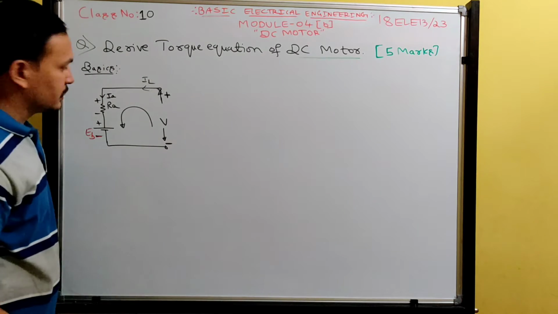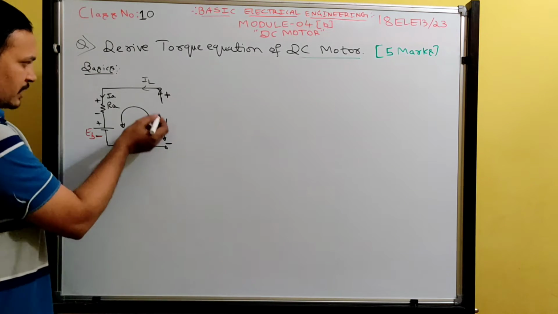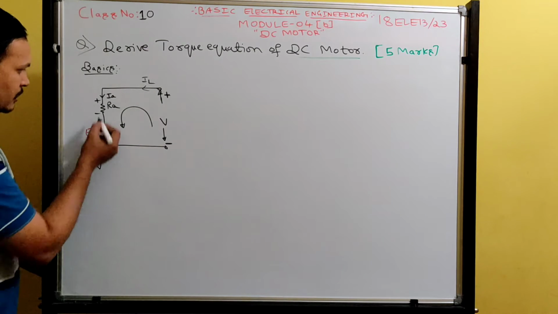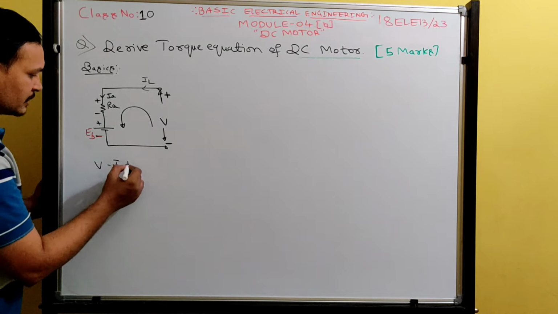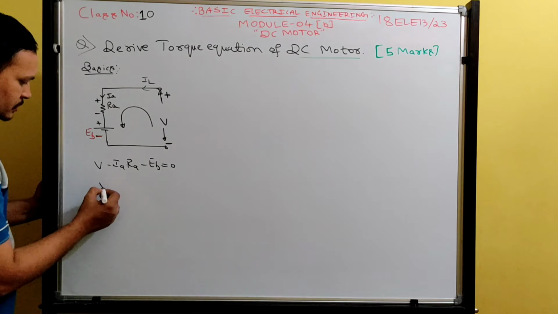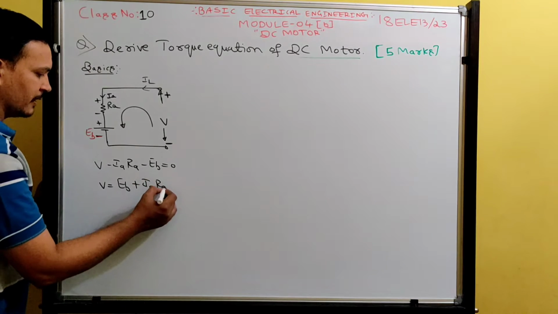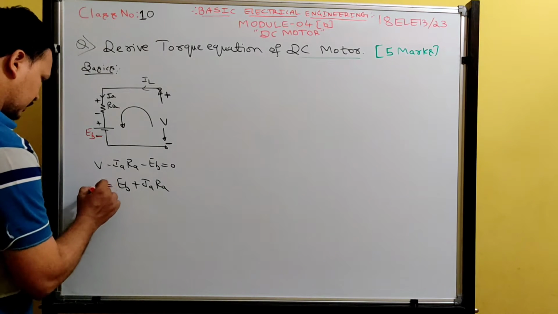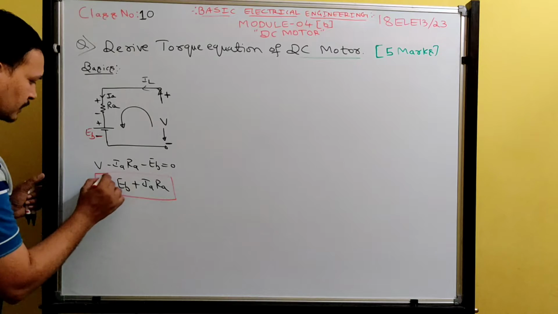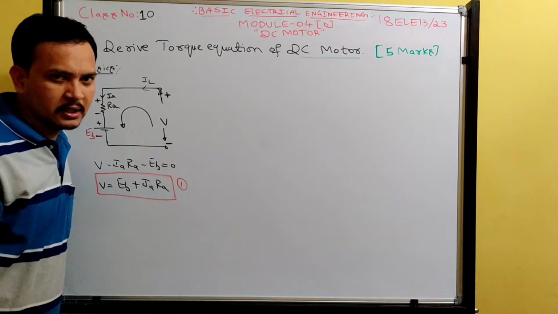See, what I have written here is the equivalent circuit of DC motor. Apply KVL to this loop. By applying KVL to this loop, minus to plus is rise, V; plus to minus drop, minus IARA; plus to minus drop, minus EB is equal to 0. So from this we can write V is equal to EB plus IARA. This equation is called the voltage equation of DC motor.